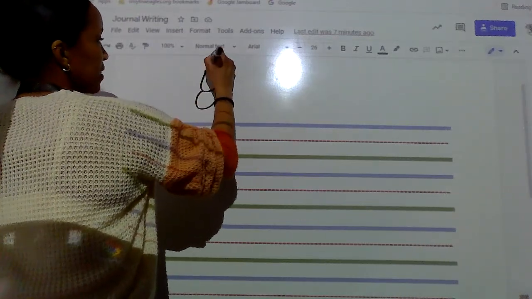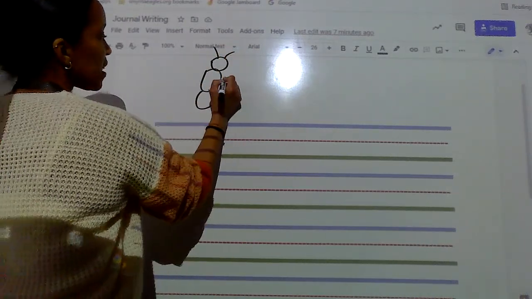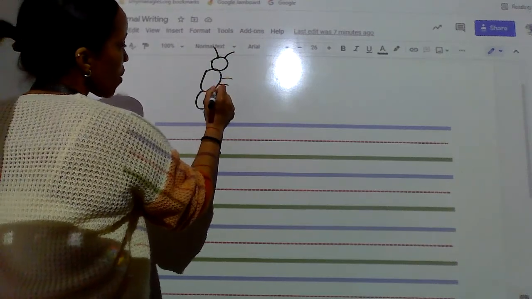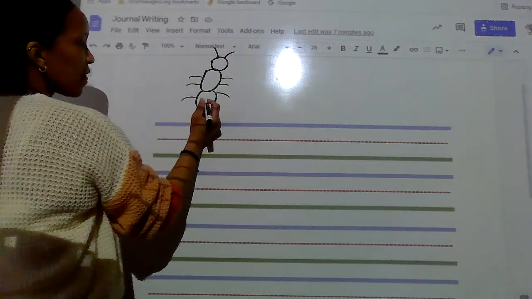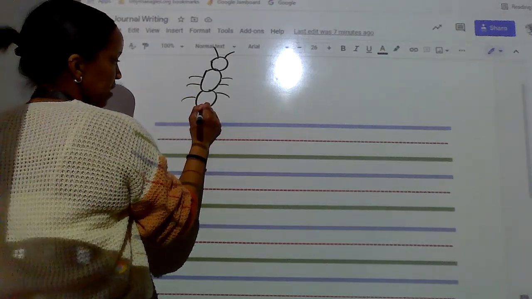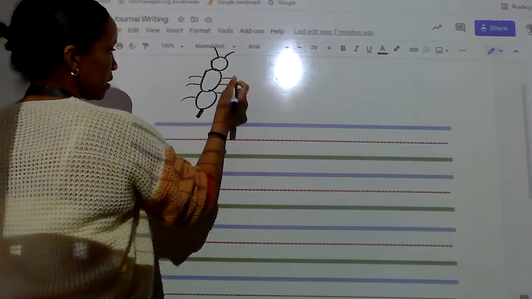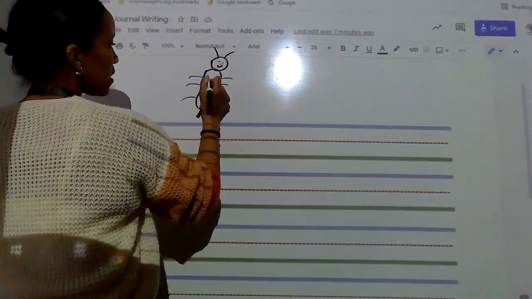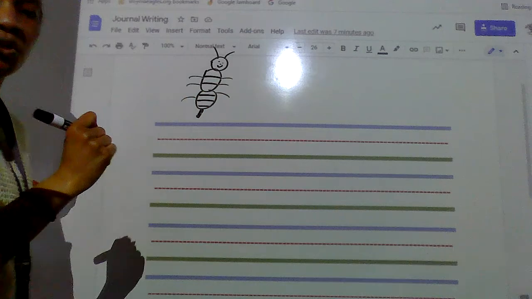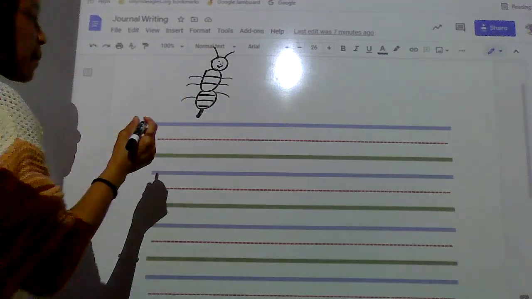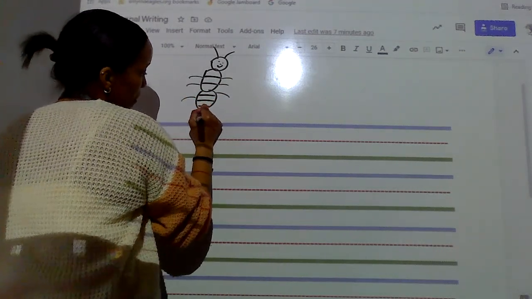So my insect has a head, antennas, yes, 1, 2, 3, 4, 5, 6 legs, and it has a stinger. Oh my goodness, it has a stinger. And some stripes. Wish I had some yellow. Do you know what I'm writing about? A bumblebee or a bee. I'm going to write about a bee.